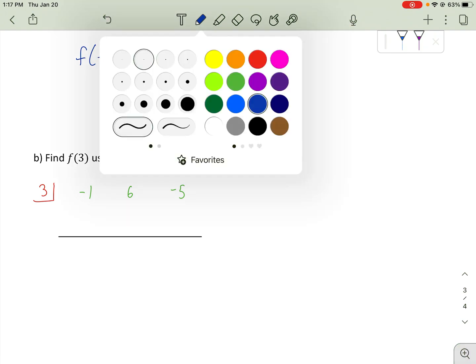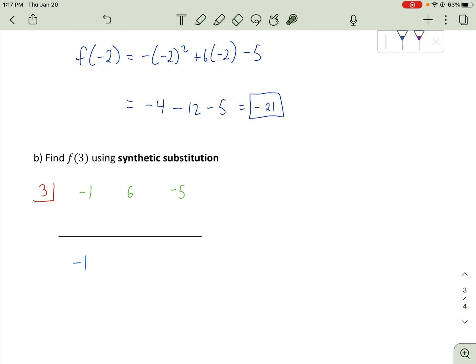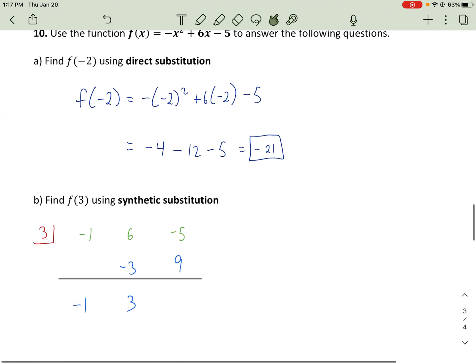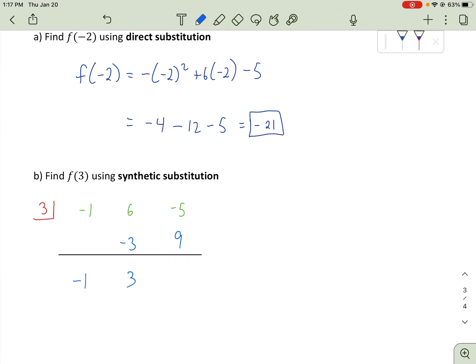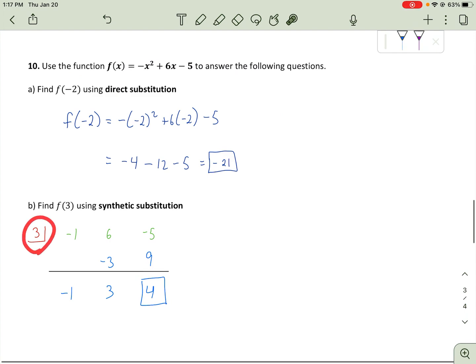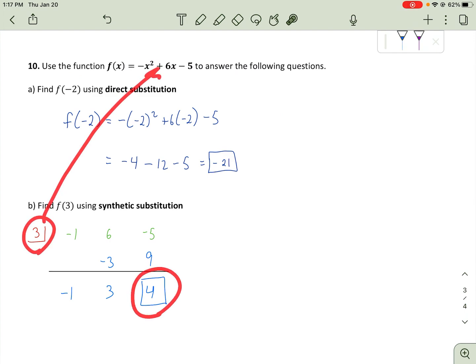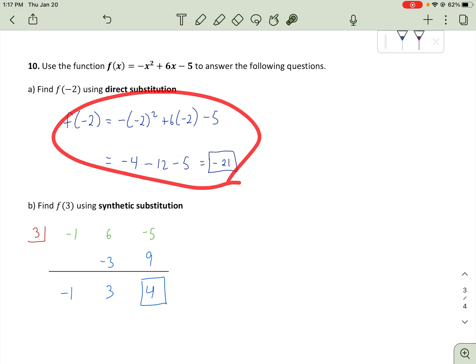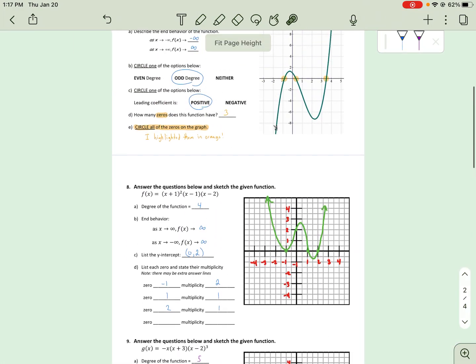But to do this, you bring down the first number, which is negative 1. And now you multiply these two. And so you get negative 3, and you write it in the next spot over. Add these two, and get 3. And now multiply again to get 9. And add again right here to get 4, and that is the final answer. So if I plug 3 into this function, I will get 4 just like I did it here. And that is it.